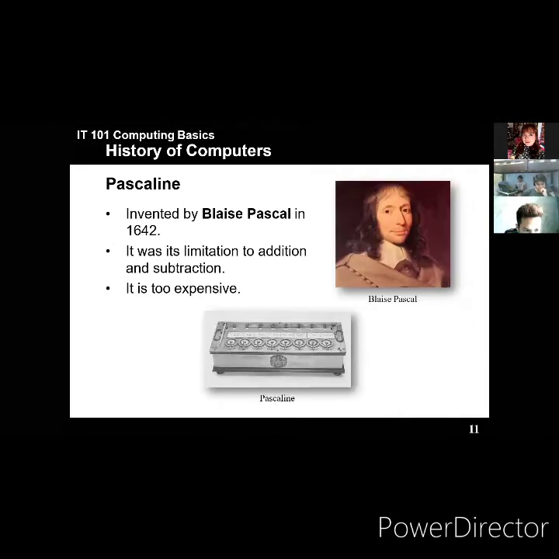And the Pascaline, invented by Blaise Pascal in 1642. It was limited to addition and subtraction. It is too expensive. As you can see, yung Pascaline, hindi ganyan kaliit lang yan, malaki yan. So may trivia na naman po tayo dyan about Blaise Pascal's work. Pascaline is also an adding machine. He was only 19 years old when he invented that machine. Actually, nahihirapan kasi yung kanyang father na mag-compute ng tax. So para tulungan yung kanyang father to compute tax, ginawa niya yung kanyang Pascaline.